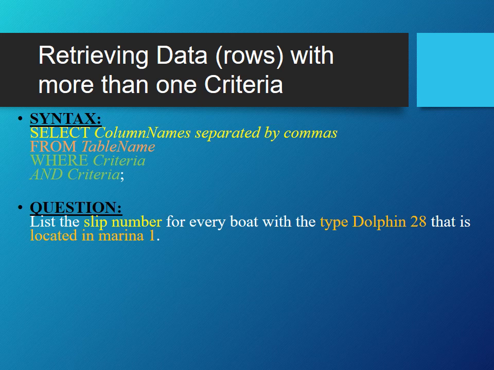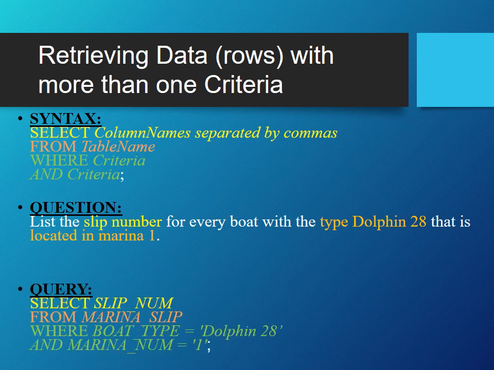The column we need is the slip number. The criteria is a boat type of Dolphin 28 and a location of Marina 1, meaning we need two different criteria there. Our query becomes select slip number from Marina Slip where boat type equals 'Dolphin 28' and Marina number equals 1. And don't forget the semicolon at the end.